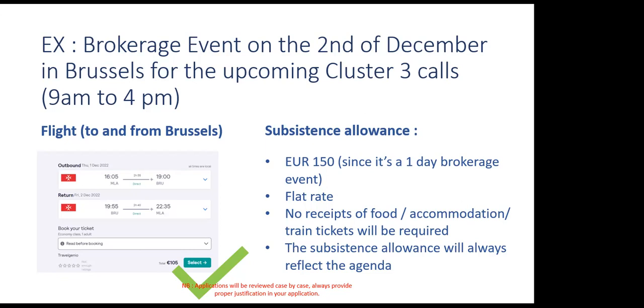And you say, okay, this would be feasible. There is a green, very good. Why? Because the total is €105. It's an economy class ticket, and it does not exceed the 750 rate. So the flight, there it is, it's settled. And again, subsistence allowance. You will receive €150 since it's a one-day brokerage event. Again, we will not ask for any receipts of food or accommodation, etc. This subsistence allowance will always reflect the agenda, and each application will be reviewed case by case, and always provide proper justification in your application.